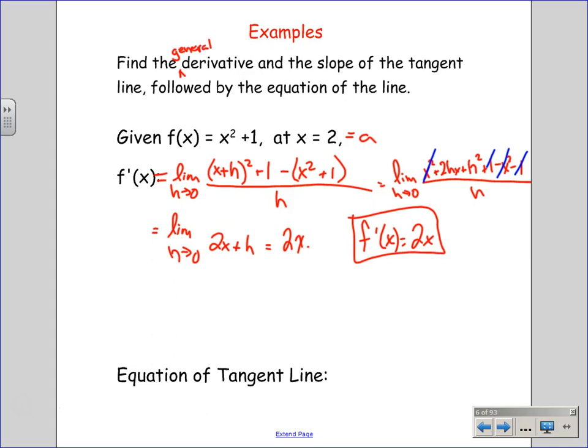Yes. But what else did they ask me to find? The slope of the tangent line. How do I do that? Plug in 2. Now, were there other ways of doing this?